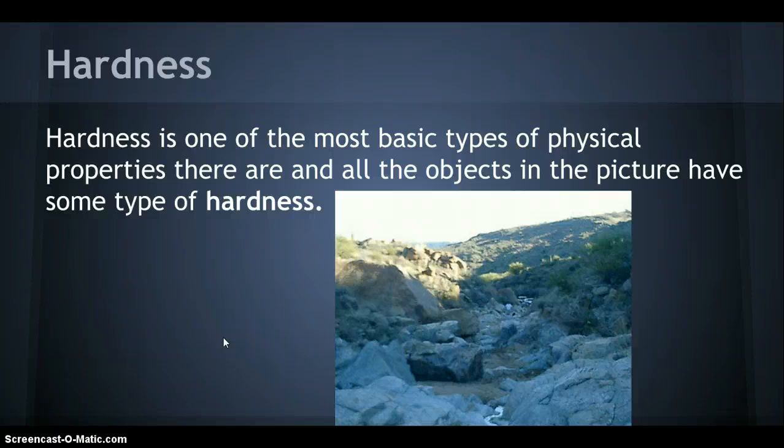For example, hardness is a property. Hardness is one of the most basic types of physical properties there are, and all the objects in the picture have some type of hardness. In this picture, to the right, you'll see that it is a mountain range and it is full of rocks and mountains and all sorts of grasses and plants. These are physical because there are no molecular changes or reconstruction of the atoms of the rocks or substances whatsoever.